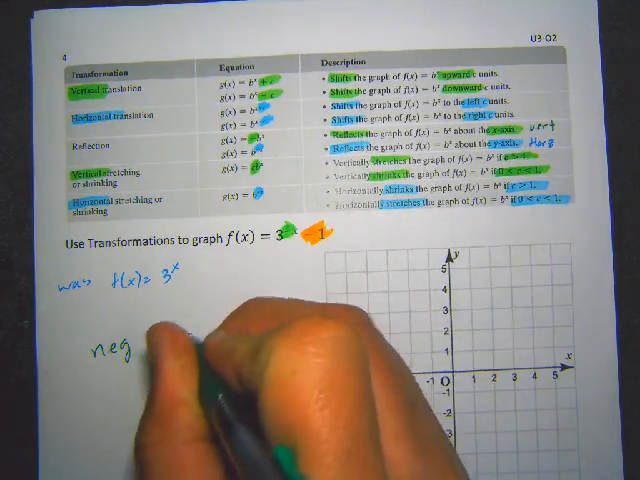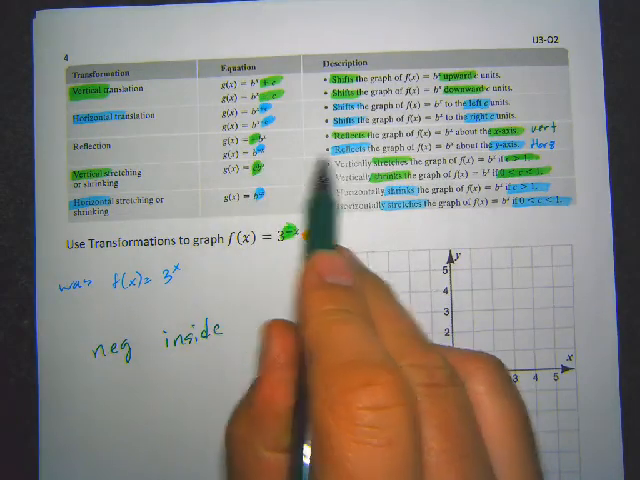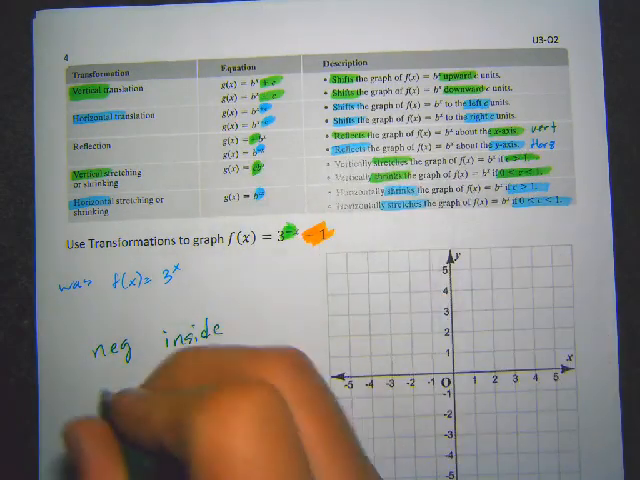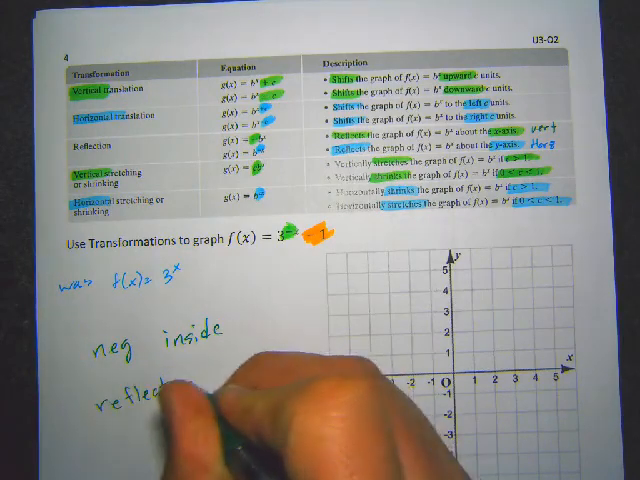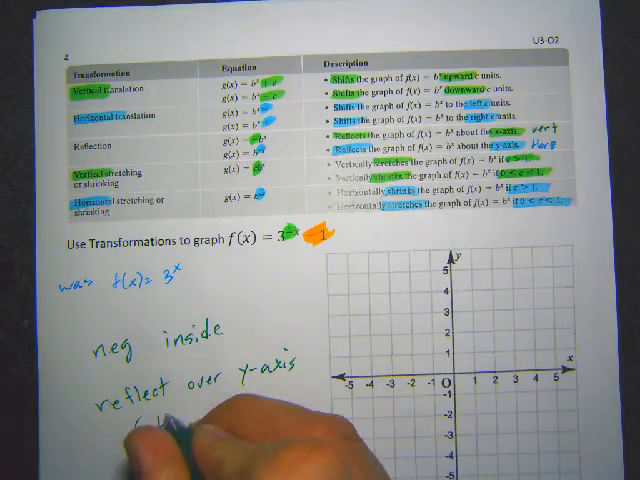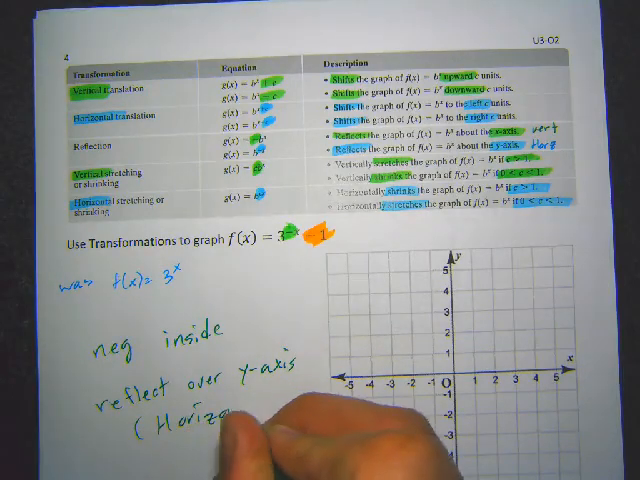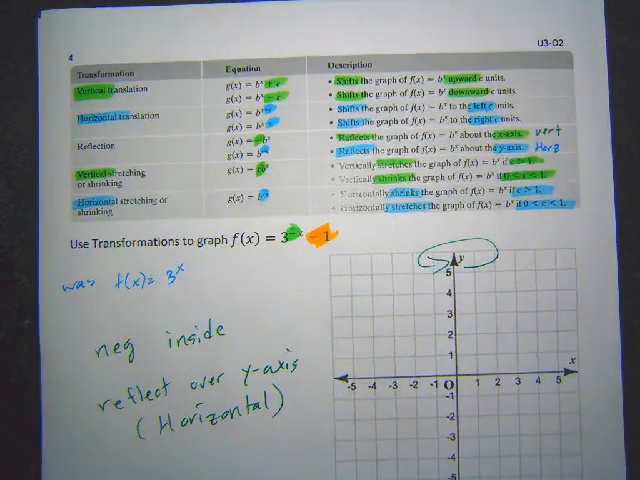So first off, the negative is inside the power. So since we have a negative on the inside, it's a reflection over the y-axis. So this is a reflect over y-axis, or what I would call horizontal. Because when you reflect over the y-axis like this, you flip it horizontally.